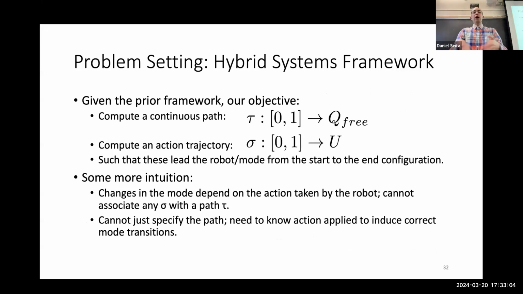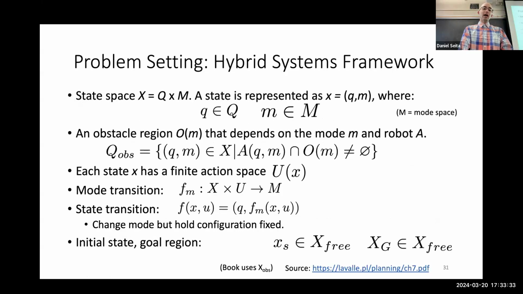So given the prior framework, our objective will be to compute a continuous path, tau, such that for every single time step, you map the robot to something in the free space without any collision. Then you also compute an action trajectory, sigma, such that for any given time step, it'll map to some action that takes the state and the action, and then it results in a mode. It might be the same mode, but it'll give you a mode.